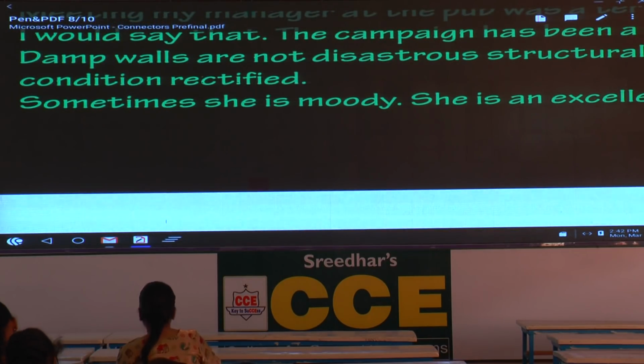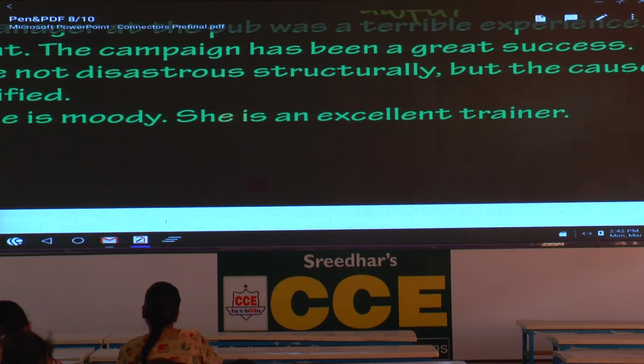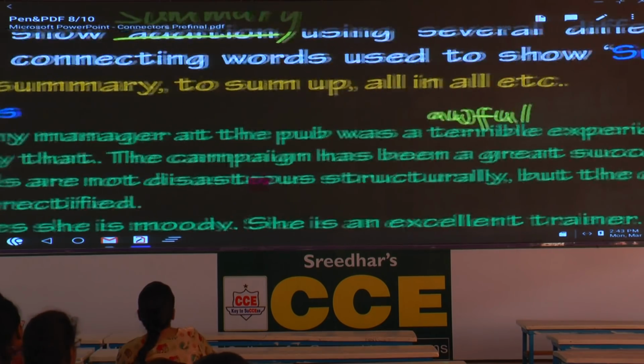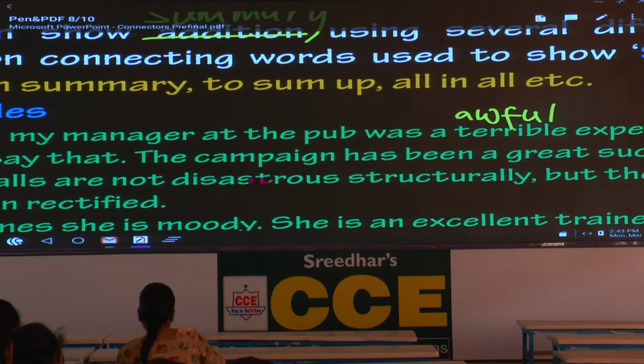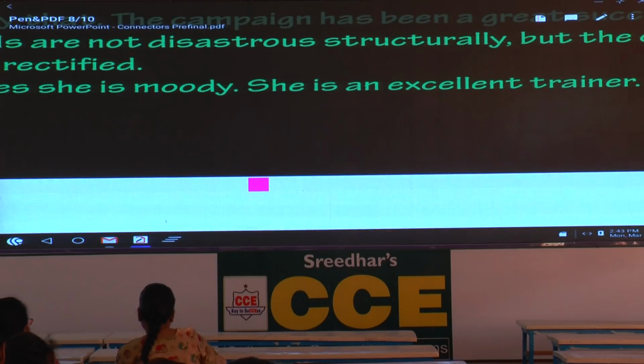Sometimes she is moody. He or she, that is your choice, mind you. Otherwise, it becomes a problem. Students think master has gender bias. Sometimes she is or he is moody. He or she is an excellent trainer. So, what is the word you can use? Here, generally, we say, all in all, she is an excellent trainer or he is an excellent trainer.